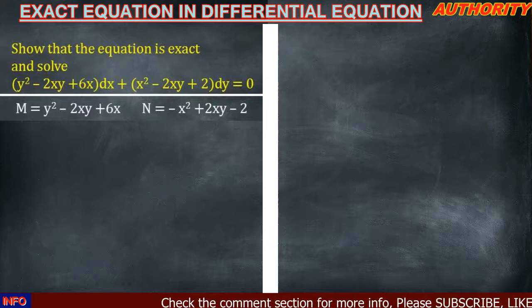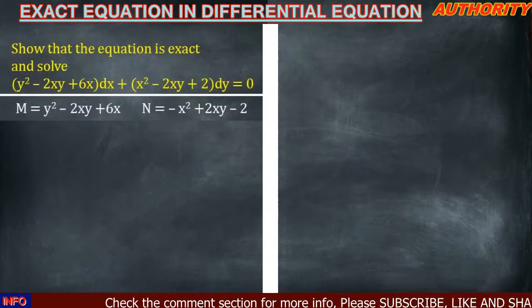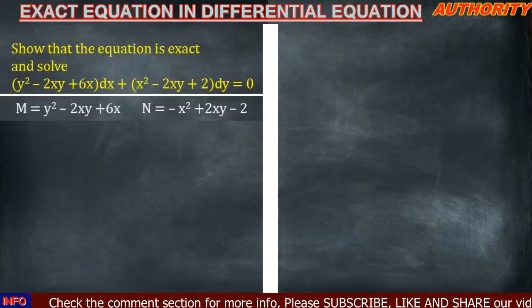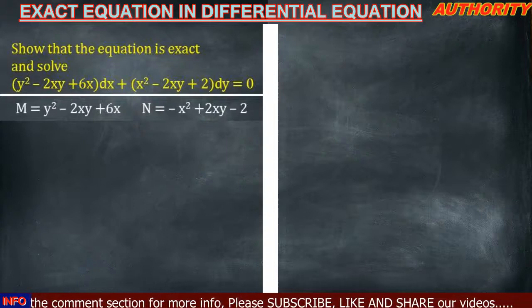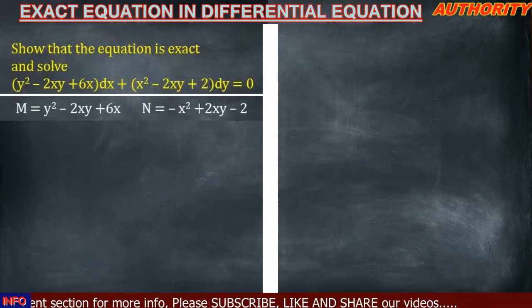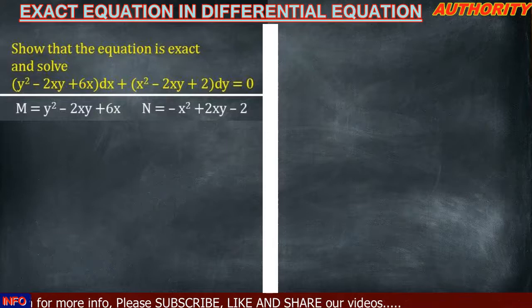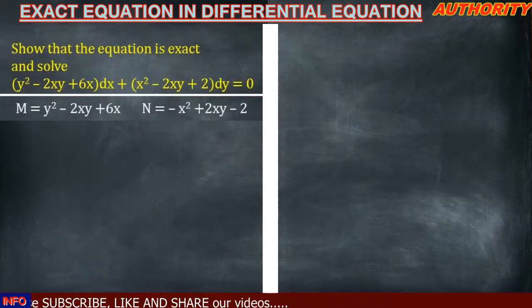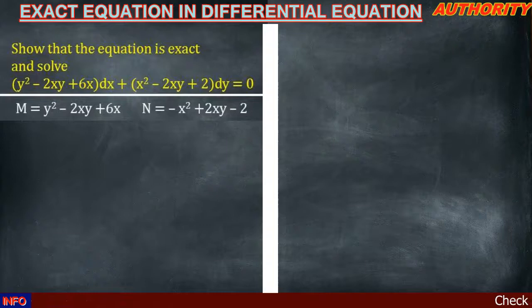When you look at it, in that place we have x squared minus 2xy plus 2, the side that is having dy, right? Good. And it is the same when you multiply this x squared minus 2xy plus 2 by minus 1, it's going to give you minus x squared plus 2xy minus 2. Both of them are still the same. All right, good. So here we have M and then we have N.